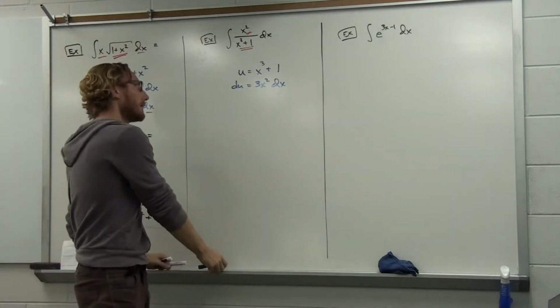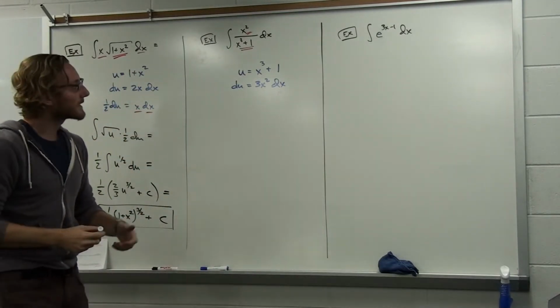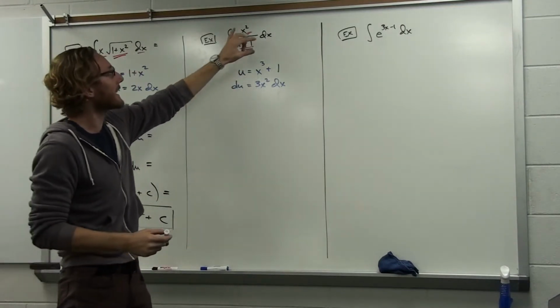because a derivative simply reduces a polynomial in degree by 1 every time you take the derivative. But then the issue is, well, crap, we didn't need a 3x squared dx, we needed an x squared dx.